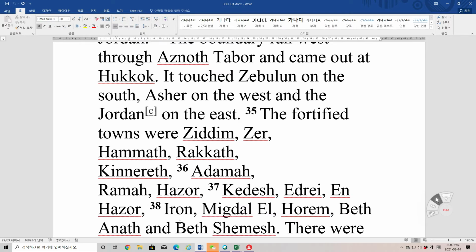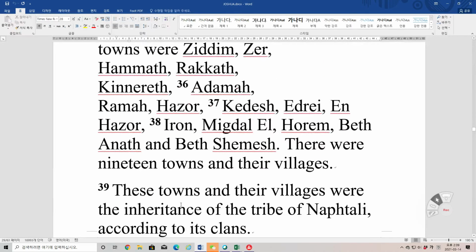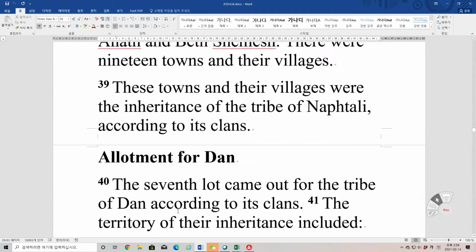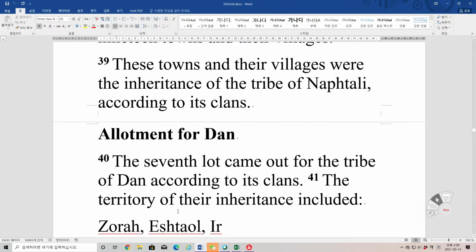The fortified towns were Ziddim, Zer, Hammath, Rakkath, Kinnereth, Adamah, Ramah, Hazor, Kedesh, Edrei, En Hazor, Iron, Migdal El, Horem, Beth Anath, and Beth Shemesh. There were 19 towns and their villages. These towns and their villages were the inheritance of the tribe of Naphtali according to its clans.